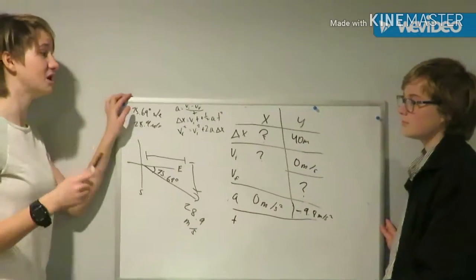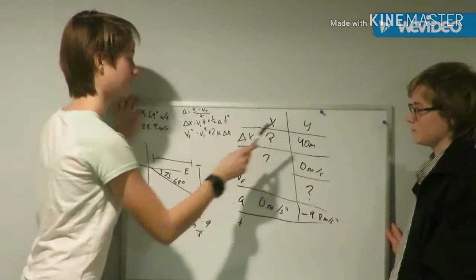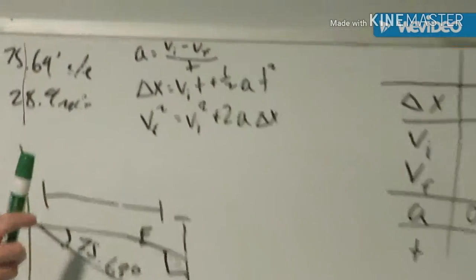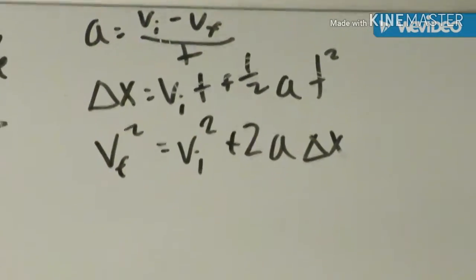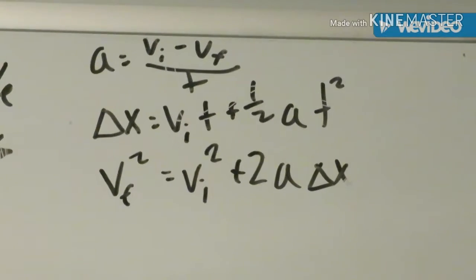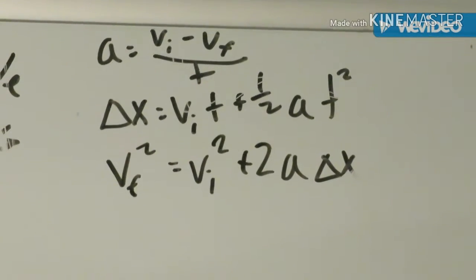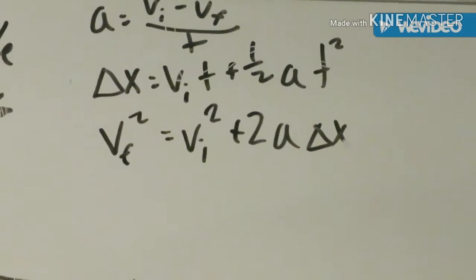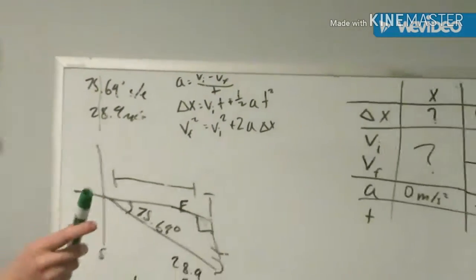We don't know this, but we do know it is going to be the same between the horizontal and the vertical component. Yes. Here are some equations that might help us out. Acceleration is equal to initial velocity minus final velocity over time. Displacement is equal to initial velocity times time plus 1/2 times acceleration times time squared. And final velocity squared is equal to initial velocity squared plus 2 times acceleration times displacement.